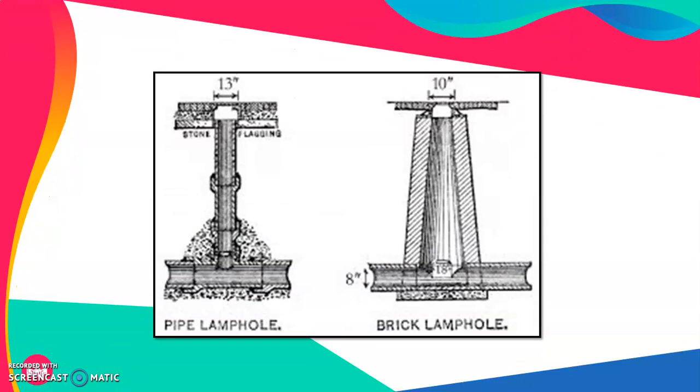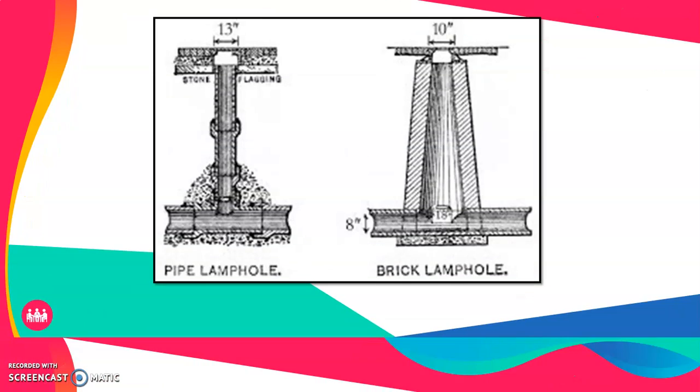These are the figures of two types of lamp holes. The lamp hole can be a pipe lamp hole or a brick lamp hole. In a pipe lamp hole, generally a vertical pipe is introduced to facilitate the lowering of a lamp into the main sewer line, while in a brick lamp hole, the whole thing is constructed with the help of brick masonry.